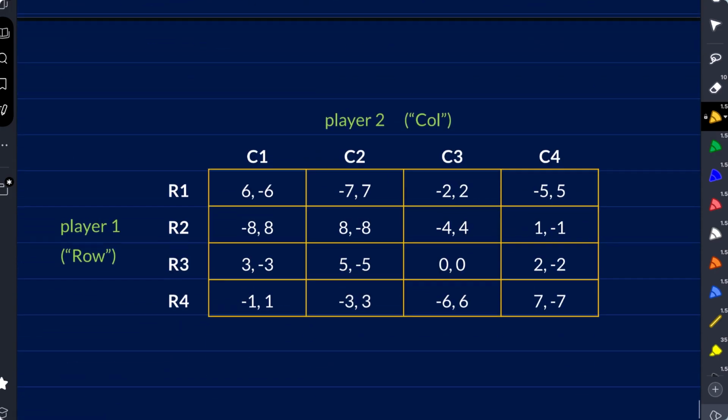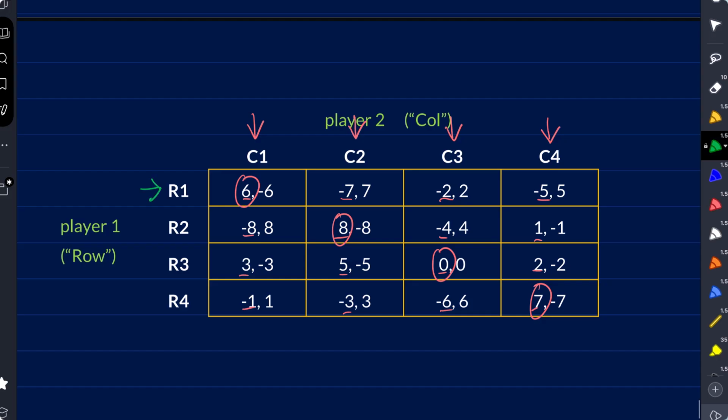Okay, here's one more example. So for player one, if C1 is going to happen, then the best response will be R1 to get that 6. If C2 is going to happen, then the best response is R2 to get that 8. If C3 is going to happen, then the best response is R3 to get that 0. And if C4 is going to happen, the best response is R4 to get that 7.